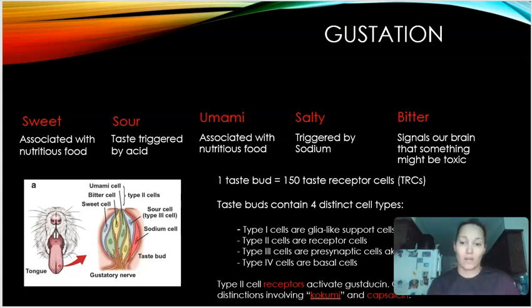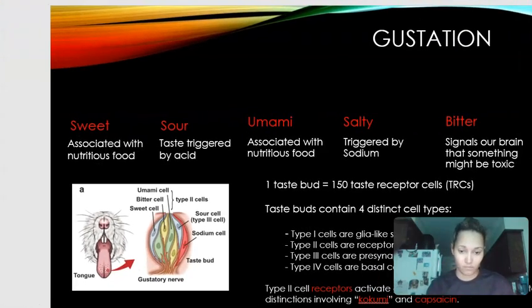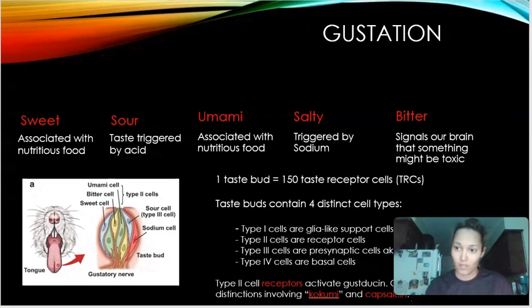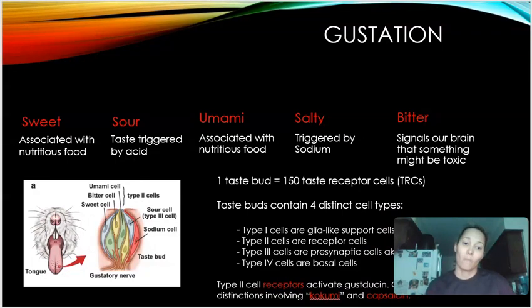Through gustation, we have 5 different pathways that are triggered. We have our sweet, which is associated with nutritious food. Sour, which is triggered by acid. Umami, also associated with nutritious food, but directly linked to glutamate and can be found in food products that have high levels of MSG. You also have your salty sense of taste, which is triggered by sodium, and then bitter, which is triggered by toxicity.